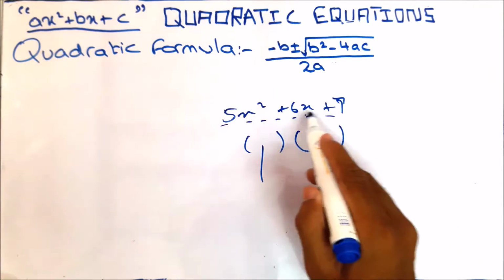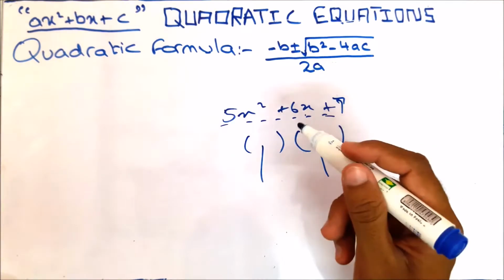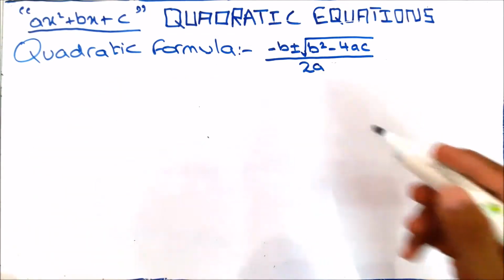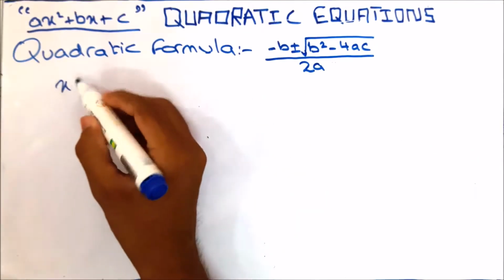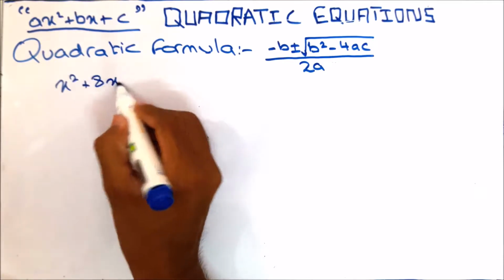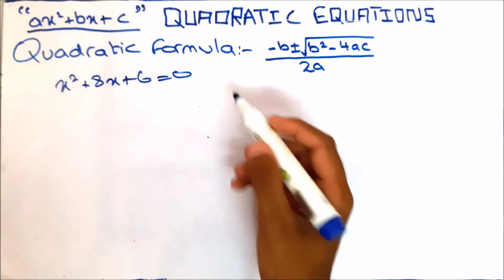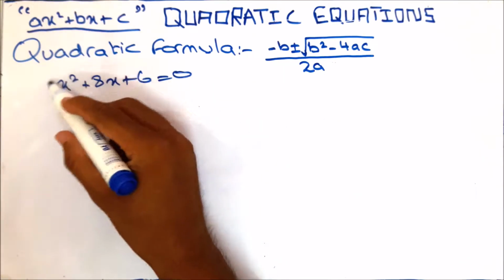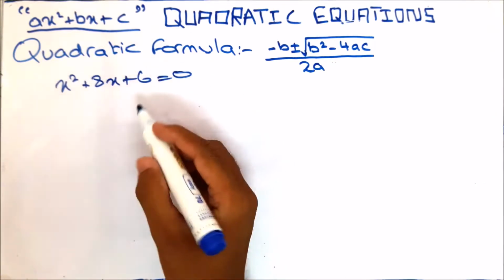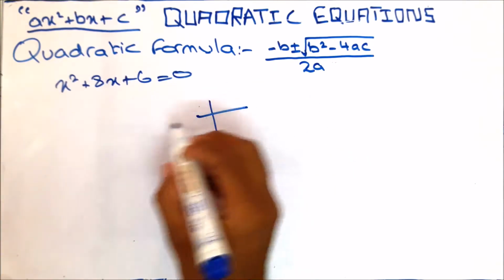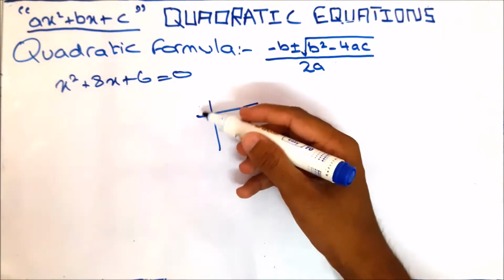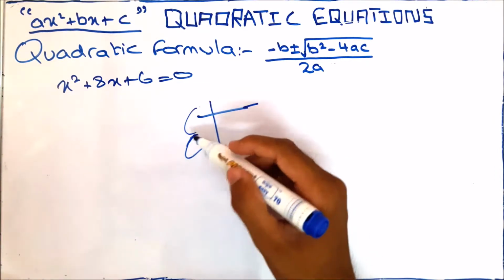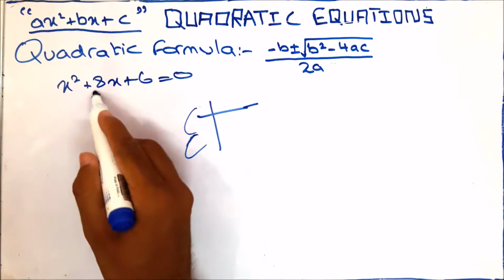But there are some types of quadratic equation which cannot be solved using the factorization method. For example, I can give you one equation: x squared plus 8x plus 6 equals 0. We learned in the factorization method that we take the factors of this constant term and see for the multiples and prime factors, how they can add up and make this term.